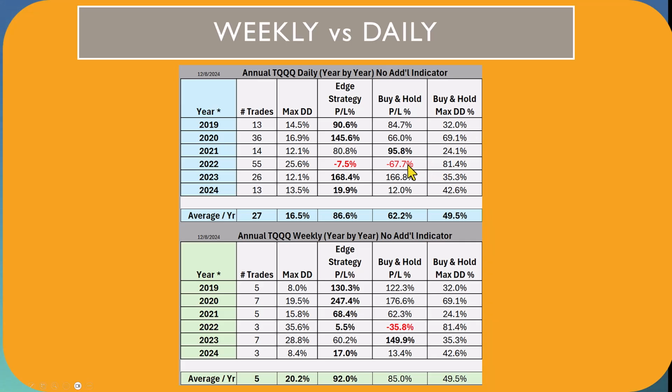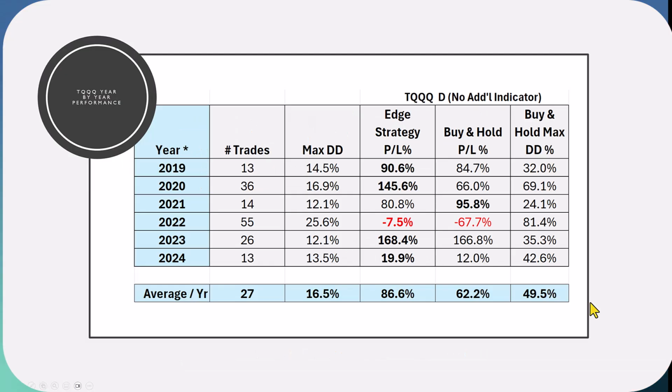And the other thing is that this particular year, 2022, is still fresh in a lot of our minds because a lot of people got hurt that particular year, performance-wise. Buy and hold would have had a loss of 67, almost 68%, which would have decimated a portfolio, compared to the strategy having a 7.5% loss for the daily version, actually a 5.5% gain for the weekly version. So pretty good for a strategy for that time period.